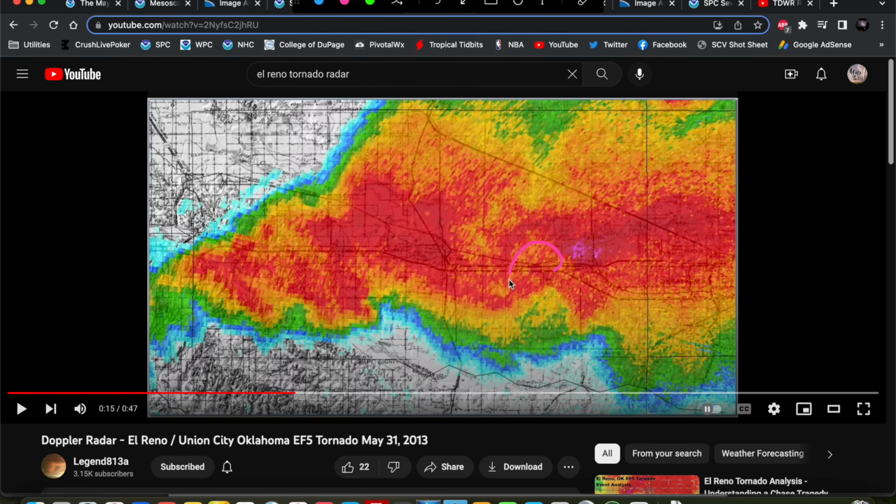You can see the mesocyclone of the El Reno supercell there. Lots of storms firing behind it and kind of raining into that mesocyclone area with that storm as well. So El Reno, very similar to the Joplin case.